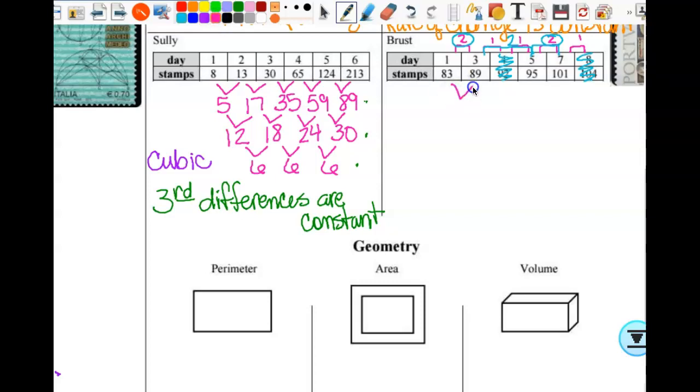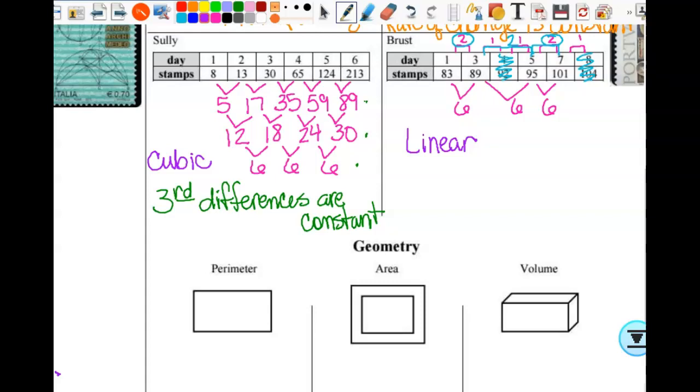So if I subtract these two, because that's a difference of 2, this is 6. The difference here is 6, and the difference here is 6. So what is this? Linear. Okay. Now, when I explain this one, I've got two options. Rate of change is constant, or first differences are constant. But if I'm going to talk about the rate of change, I have to actually show it.